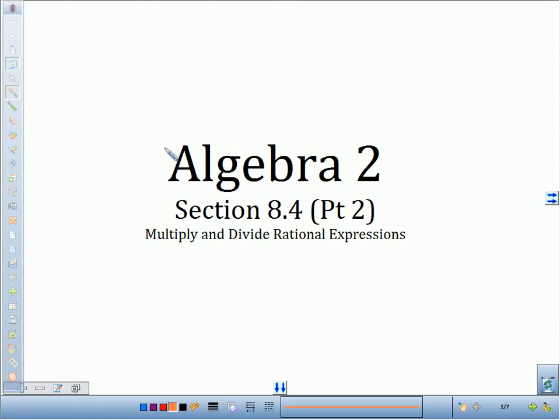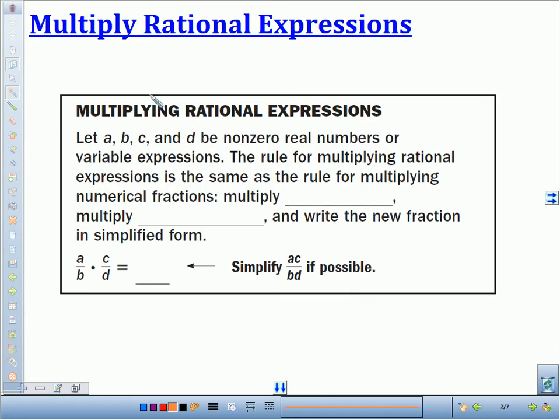And what we're going to see is that multiplying and dividing is really just an extension of simplifying. Let's start with multiplying. If we're going to multiply rational expressions, a, b, c, and d, as a fraction down here, you can see a over b times c over d. The rule for multiplying rational expressions is the same as the rule for multiplying numerical fractions. That means that the same rules that we have been using all our lives to multiply fractions, whether we remember them or not, are the same if we're multiplying rational expressions.